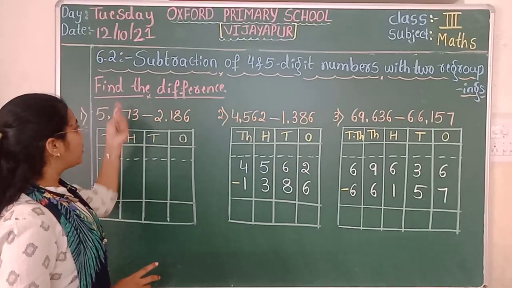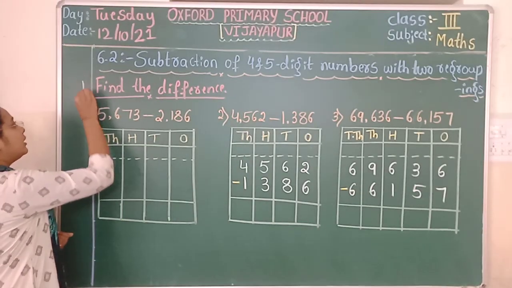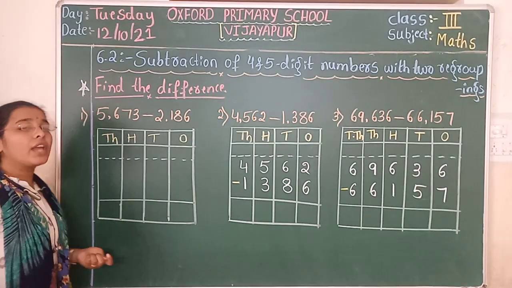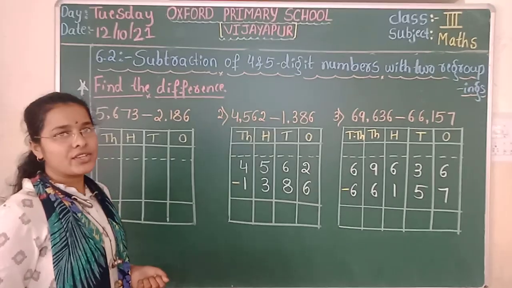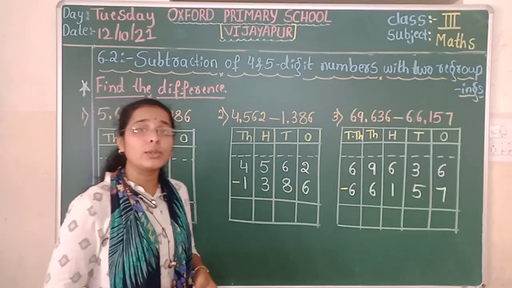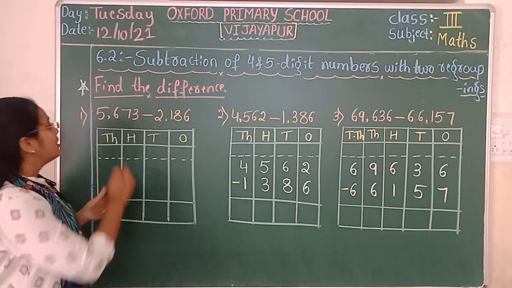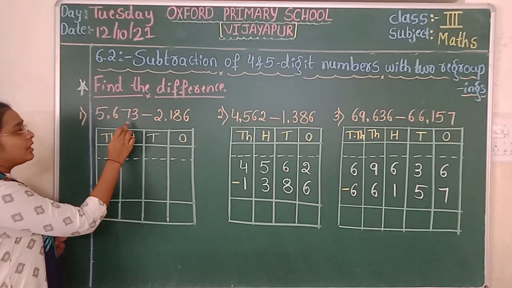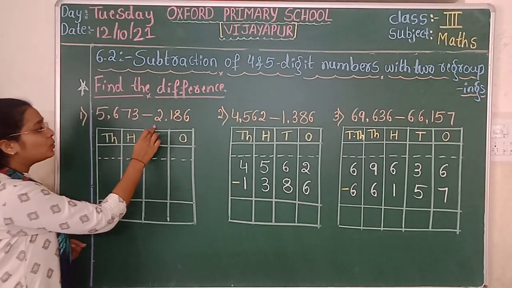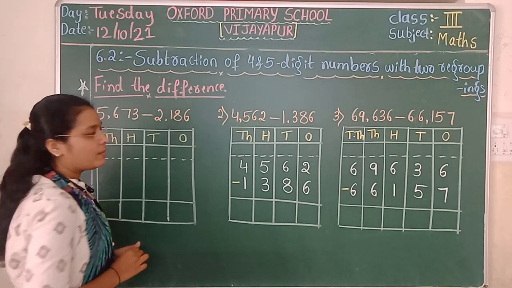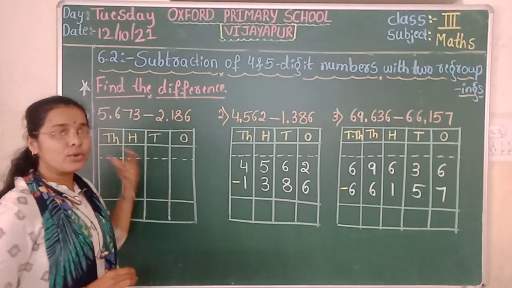At first, what question are we having? Find the difference. Difference means we have to do the subtraction. They directly give the question: 5673 minus 2186.